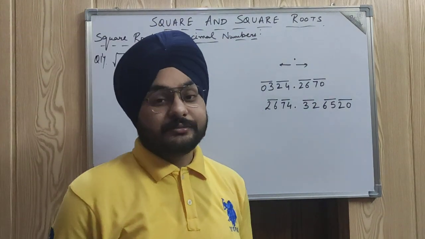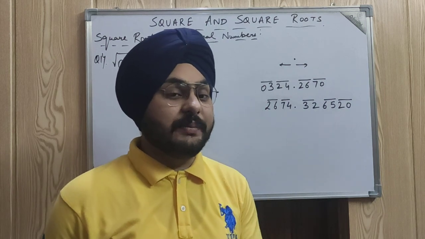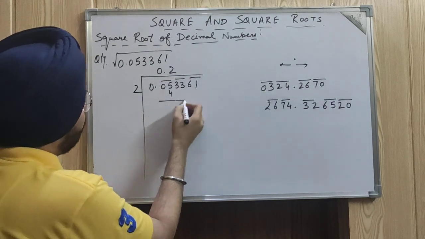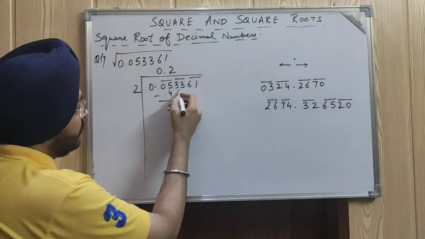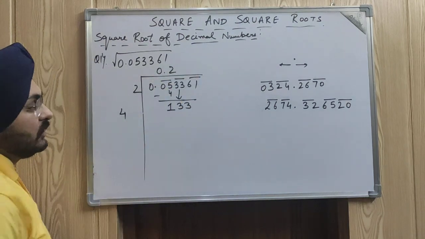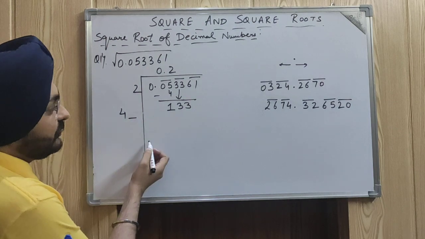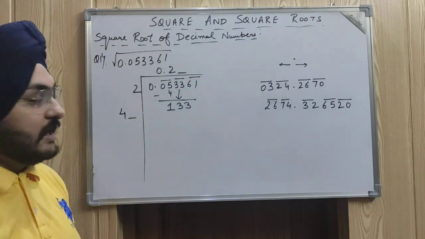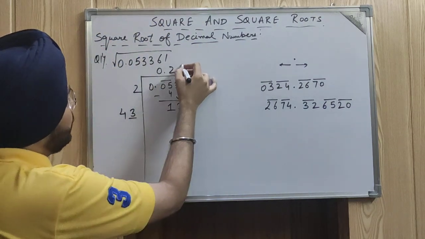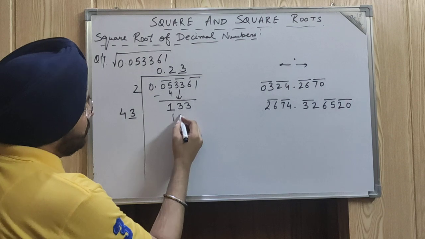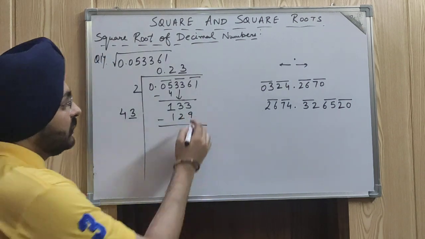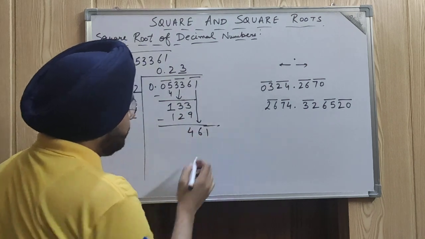So what do I have to write here? 2 square will be 4 and 3 square will be 9, so I write 2. 2 into 2 will be 4. Subtracting, we get 1. Then this 33 will come downwards. 2 plus 2 will become 4 here. The number which you write here, we have to multiply with the same number. In my opinion that will be 3 only. So 43 into 3 will become 129. 133 minus 129 will become 4, and this 61 will be coming downwards.